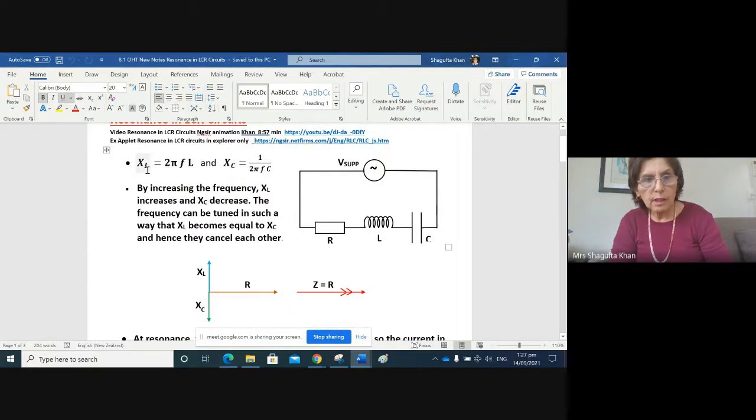That means XL is directly proportional to F. By increasing this one, it will increase. But if we increase F, then XC will decrease. It's inversely proportional. So XC will be greater at lower frequencies. 1 divided by something smaller will be a larger value.